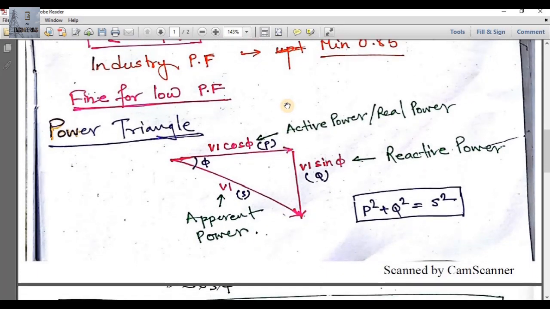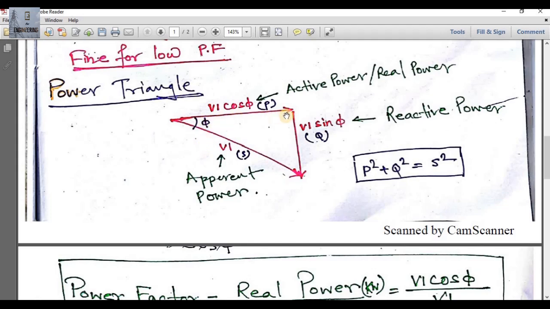Okay. So next, the power triangle. It is very important, and the concept of the power triangle comes with the power factor. Here is a triangle which is called the power triangle. The base of the triangle is called VI cos phi, the active power or real power. The perpendicular of the triangle is called VI sin phi, which is the reactive power, and the hypotenuse of the triangle is called the apparent power, or VI.